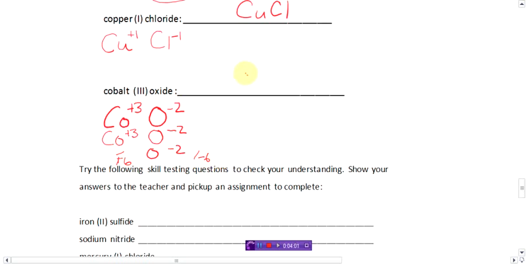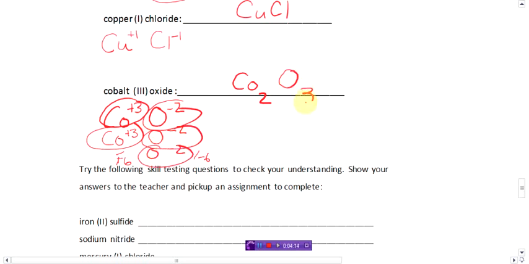Let's write the formula with the subscript. Co, how many do you have? 1, 2. Oxygen, how many do you have? 1, 2, 3. O3. Now, sometimes students will look and see this 3 and think, oh, that means that's the subscript I write, but that's not the case. The 3, remember, means that's the ion charge that I use when I'm figuring out the ratio.